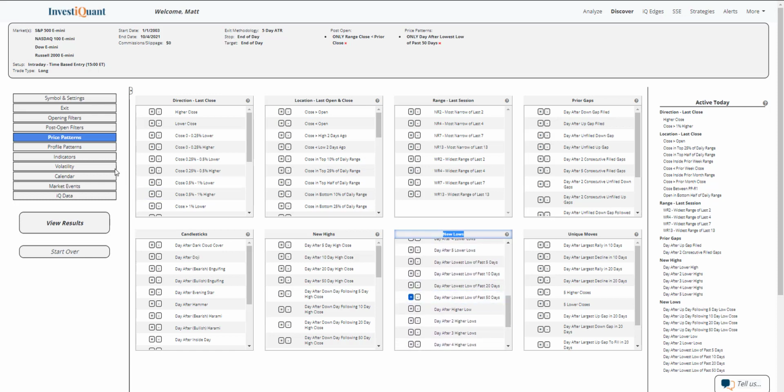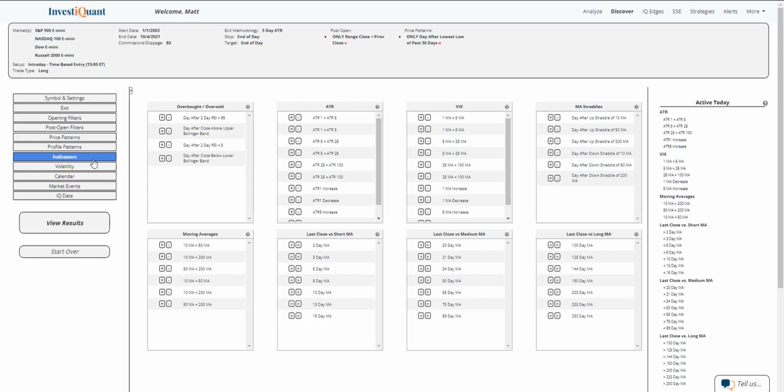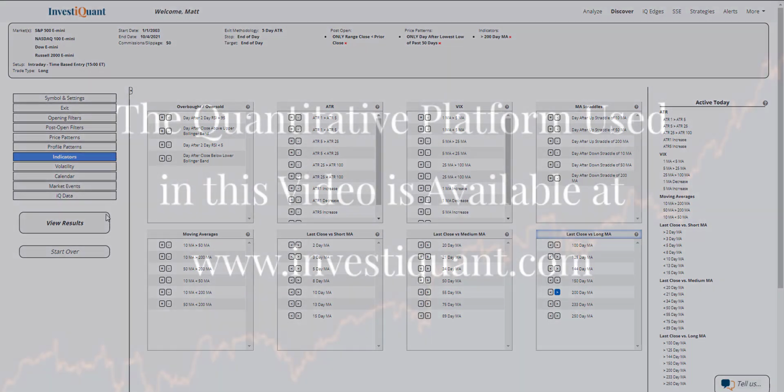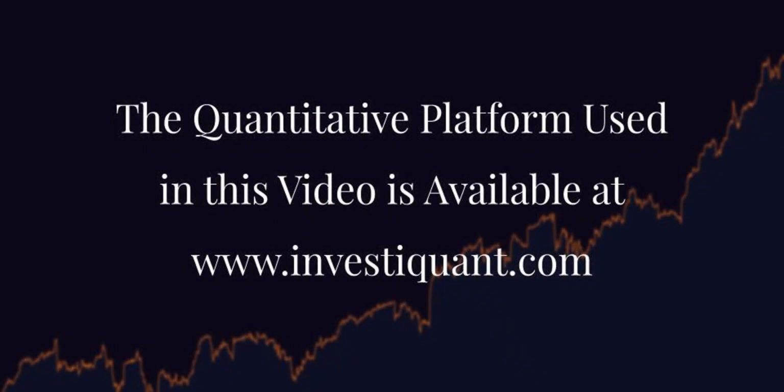All right, lastly, I'm going to go into the indicators library, and I'm going to say that yesterday, or Friday in this instance, closed above the 200-day simple moving average. That will just kind of isolate the days that we're not in huge bear market territory. We're still above a 200-day simple moving average. So I've added that to the test. Now I can click View Results.